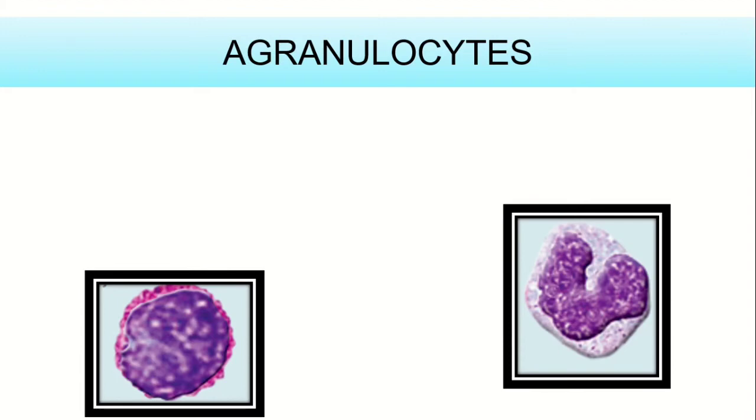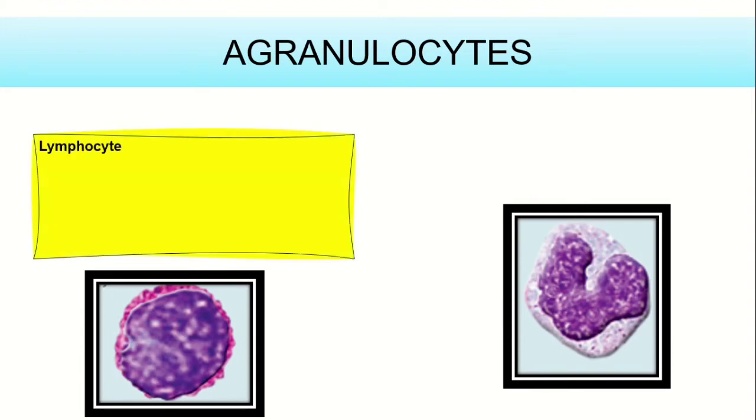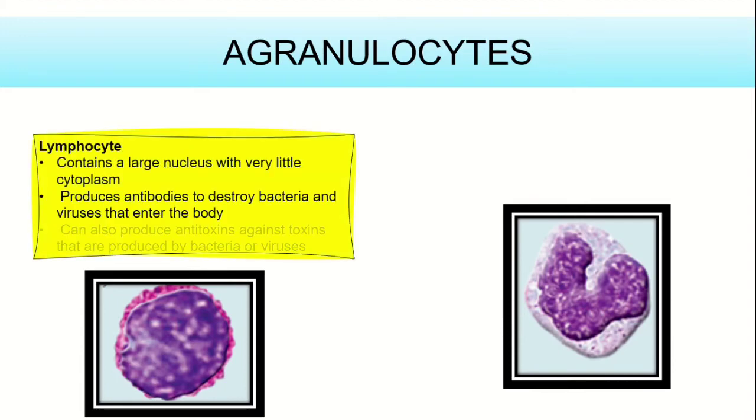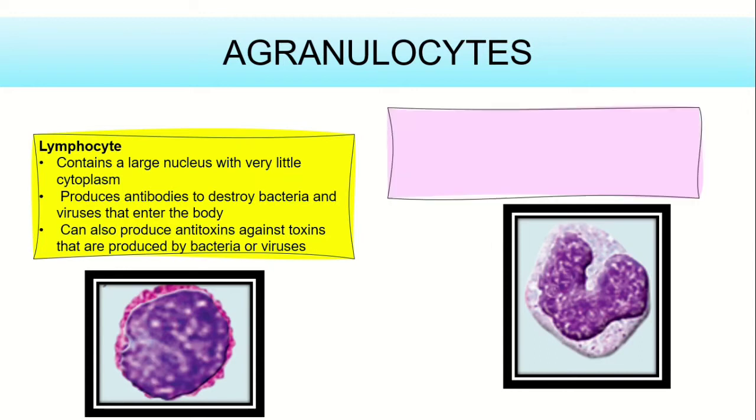This is the structure of an agranulocyte. It consists of the lymphocyte. It contains a large nucleus with very little cytoplasm. The lymphocyte will produce antibodies to destroy bacteria and viruses that enter the body. It can also produce antitoxin against toxins that are produced by the bacteria or viruses.